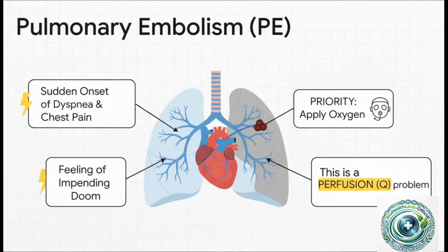Remember VQ? Well, a PE is a classic Q problem, a perfusion problem. There's a clot blocking blood flow. Patients are often terrified. They feel like they're going to die. Your very first job is to get oxygen on them, stay calm, and reassure them.